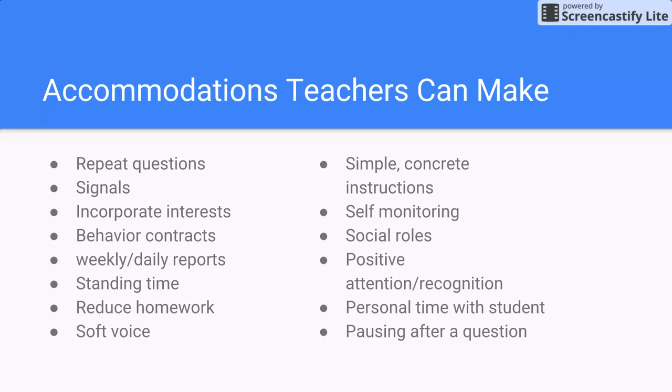There's a lot of different accommodations that teachers can make for students with ADD. I'll go over a few important ones. For example, as a teacher, you can have students repeat their questions before the answer. You can have signals. So when you'll be asking a question, you'll throw up a signal so that students know that you're about to ask a question, so they need to pay attention. Give simple and concrete instructions. Teach self-monitoring strategies. And spending personal time with the student to build a positive relationship is also mandatory.